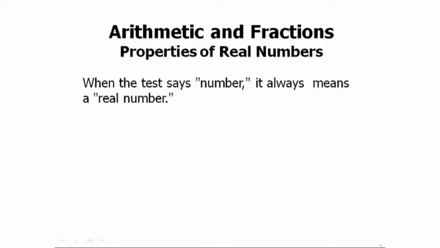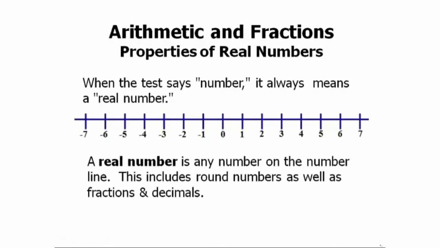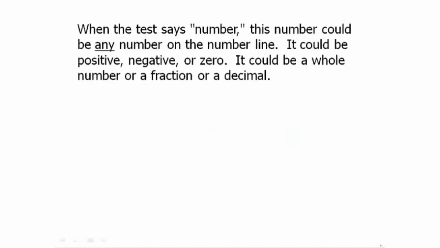When the test says number, it always means a real number. What's meant by a real number? Well, a real number is any number on the number line. This includes round numbers as well as fractions and decimals. So all the numbers pictured here as well as all the numbers in all the spaces in between. Numbers like 1/3 or pi or the square root of 7. All of these are numbers. They're all real numbers.